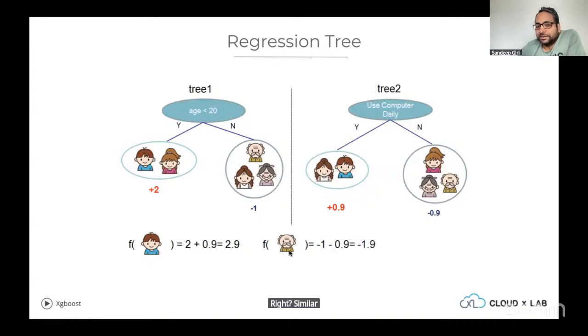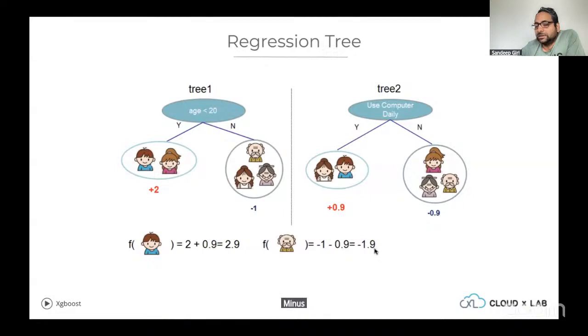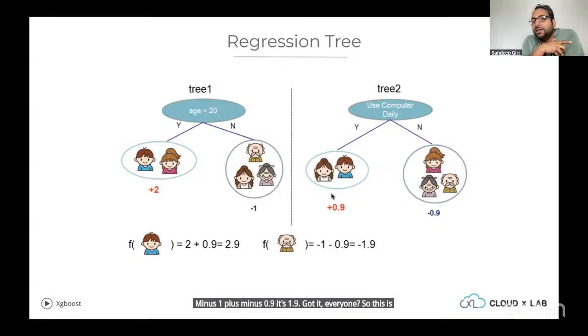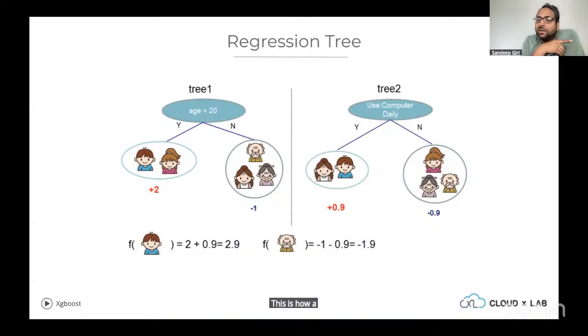Similarly, for this person, the age is 20. Yes. Answer is -1. Age is right. Does the person use the computer? No. This person does not use the computer daily. And therefore, the answer is -0.9. -1 plus -0.9, it's -1.9. Got it, everyone? So this is how a regression tree looks like.